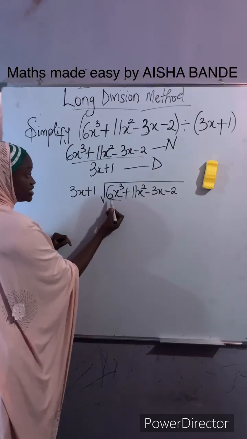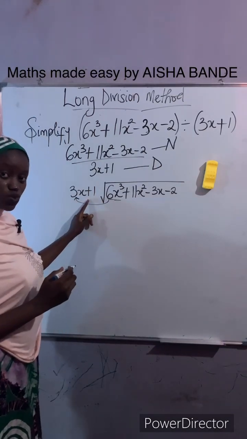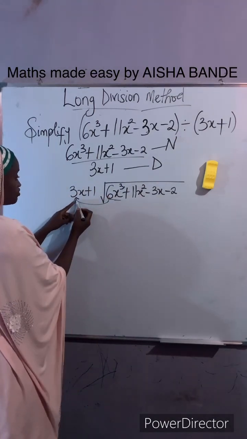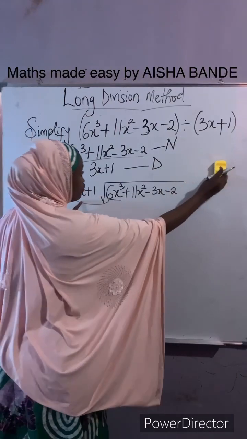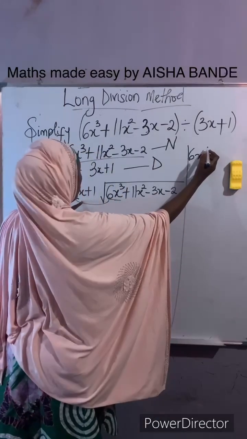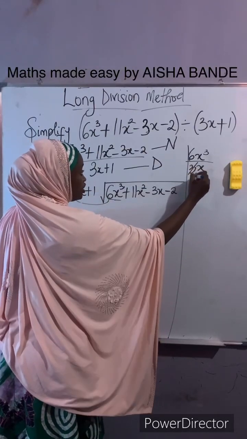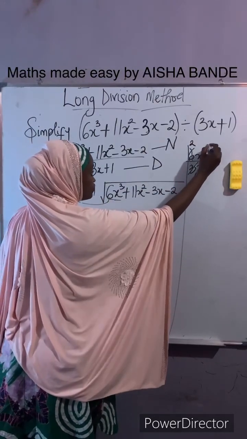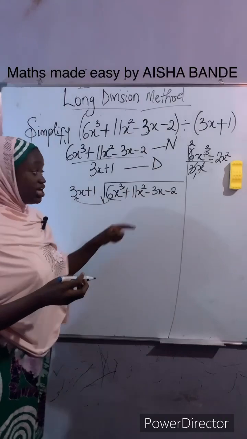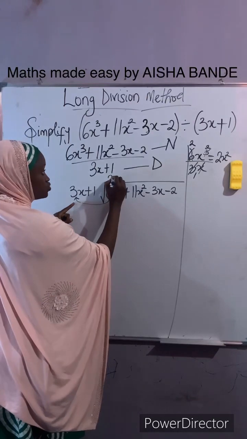So from here we say 6x raised to power 3. We divide by the first term outside the square root sign, which is 3x. So we say 6x raised to power 3 divided by 3x. So we're going to have a rough sketch by the side. So we say 6x raised to power 3, that is all over 3x. So let's break this down. 3 here 1, 3 here 2, x cancel x, there we have raised to power 2, so we have 2x squared as our answer. So we put the 2x squared at the top of the square root.